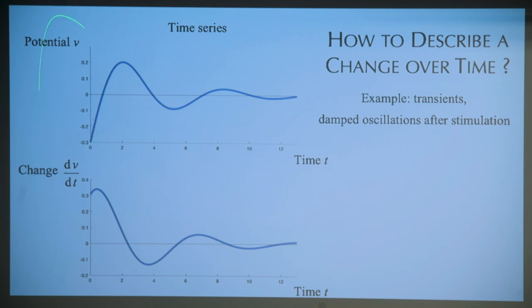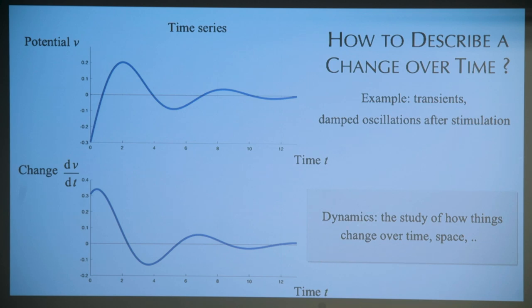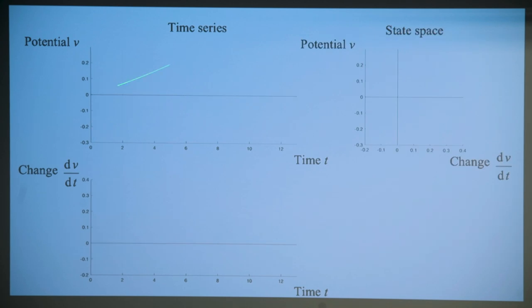Okay, so now I've introduced the potential as one state variable, and here's another one, which is the change. So how does this time series look when we combine these two variables and span a plane, which is called the phase space? Dynamics in general is the study of how things change over time or space. Here I give only examples over time. Now we're interested in how this evolves over time, looking at these variables. So again, here is the potential as a function of time, then the change of this potential with respect to time, and in this other plot, which is the state space or phase space, it's equivalent, the potential versus the change.